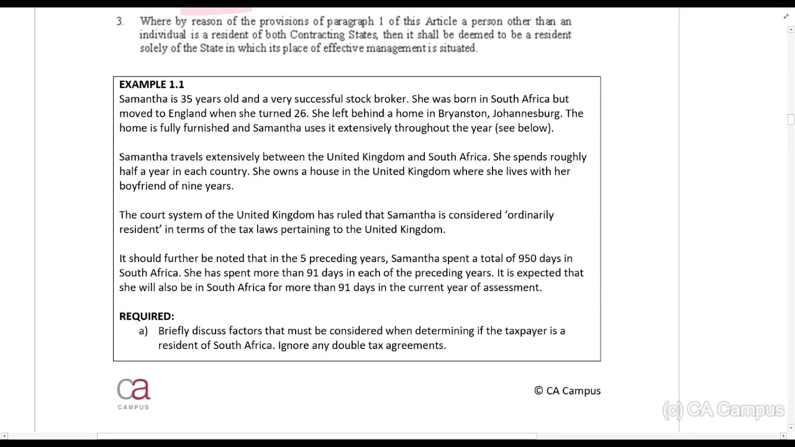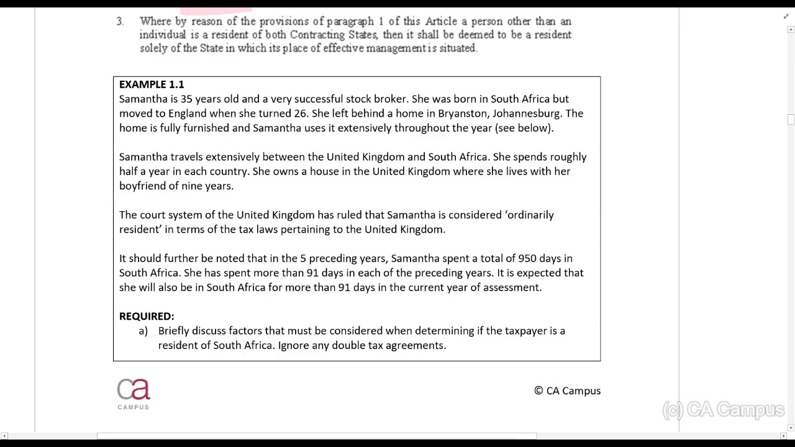Samantha is 35 years old and a very successful stockbroker. She was born in South Africa but moved to England when she turned 26. She left behind a home in Bryanston. The home is fully furnished. Samantha uses it extensively throughout the year. Samantha travels extensively between the United Kingdom and South Africa. She spends roughly half a year in each country.